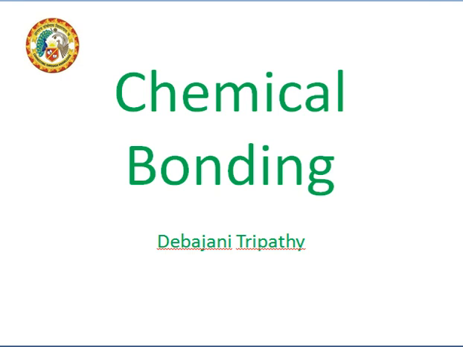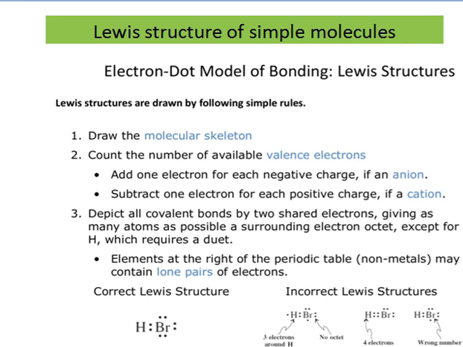Today we will start our next topic, the Lewis dot structure for polyatomic molecules, or you can say polyatomic ions, from our chapter, chemical bonding. So let's start. Lewis structure for simple molecules.